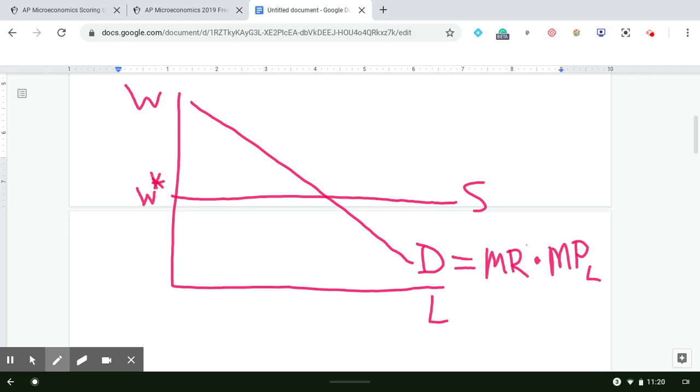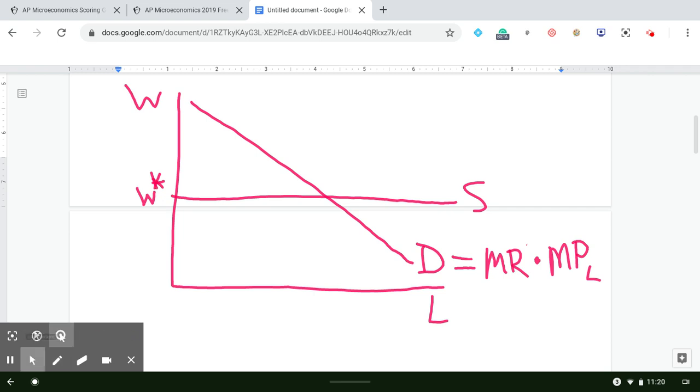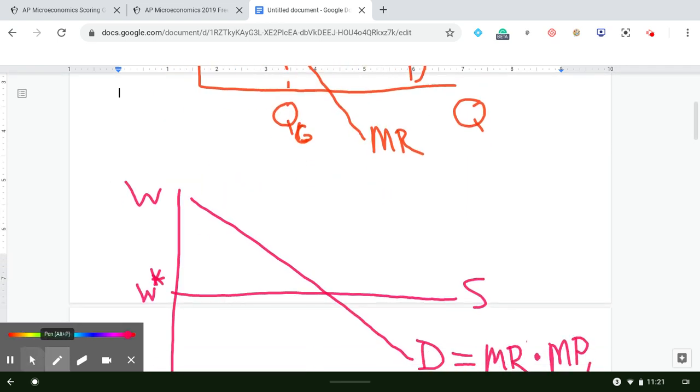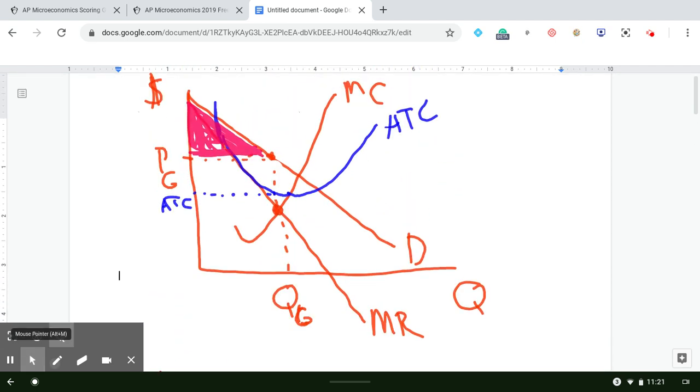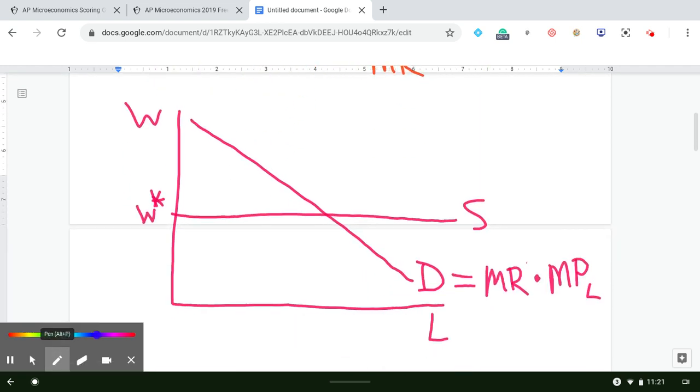So this is for our firm. Now, if the demand for prescription drugs increases, that also means the marginal revenue, which is derived from the demand curve, is going to increase as well. So that means that our demand for labor, because it's based on marginal revenue, is also going to increase.